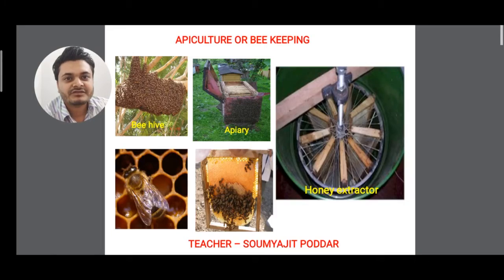So let's start. See, on one side there is a beehive, apiary, honey extractor. See, a bee. I gave a beautiful diagram so that you get interested in studies. Clear? Apiculture is also called beekeeping. That means apiculture is an economic method by which honey can be produced for economic benefit. Clear? So we'll move to the next slide.